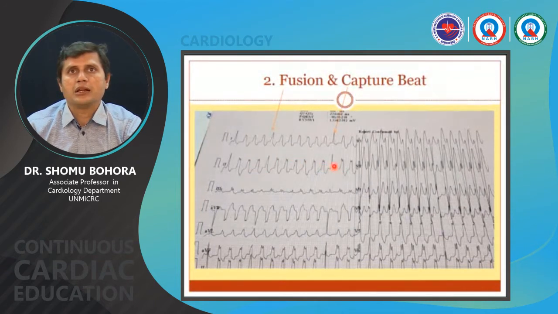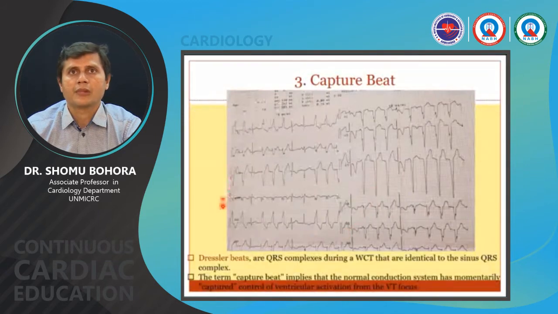What is a capture beat? It is basically a QRS morphology mimicking a sinus beat which comes during the tachycardia early enough because of antegrade activation via the His-Purkinje system due to a conducted P wave. So this confirms the diagnosis of a ventricular tachycardia generally. Again, an example of a capture beat regularly occurring. These are also called Dressler's beats, and this is when there is a normal antegrade conduction via the AV node.